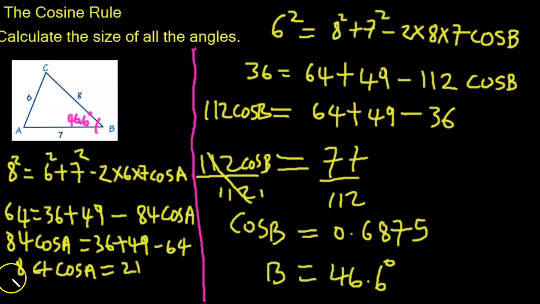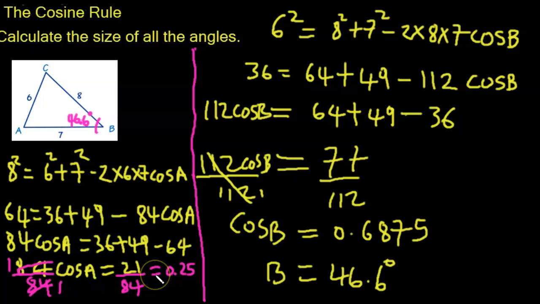So we want the value of cos A, so we divide both sides by 84, because we want to get rid of the 84. I'm out of space. Cos A would be equal to what? What's 21 divided by 84? A quarter, right? Or 0.25. So 84 into itself, we're left with just cos A. So this would be a quarter, or 0.25. So cos A is 0.25.